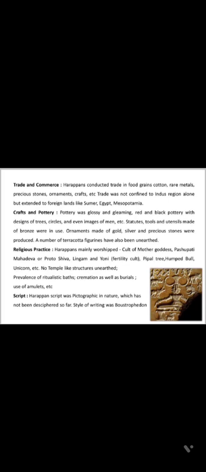Now, what was unique about the trade and commerce of the Harappan people was the extensive use of seals to legitimize trade. Other than that, we also see the use of weights and measures, and probably the barter system was prevalent.